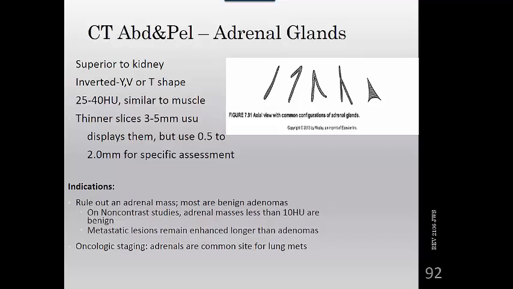The indications for scanning adrenal glands is to rule out an adrenal mass. Most are benign adenomas. And on non-contrast studies, adrenal masses less than 10 Hounsfield units are benign because they're containing fluid, because there's like a cyst. Metastatic lesions remain enhanced longer than the adenomas. So that's another cue for knowing that these are benign or malignant. And then they're scanned for oncologic staging. And adrenals are a common site for lung metastasis because they're located right there by the diaphragm.